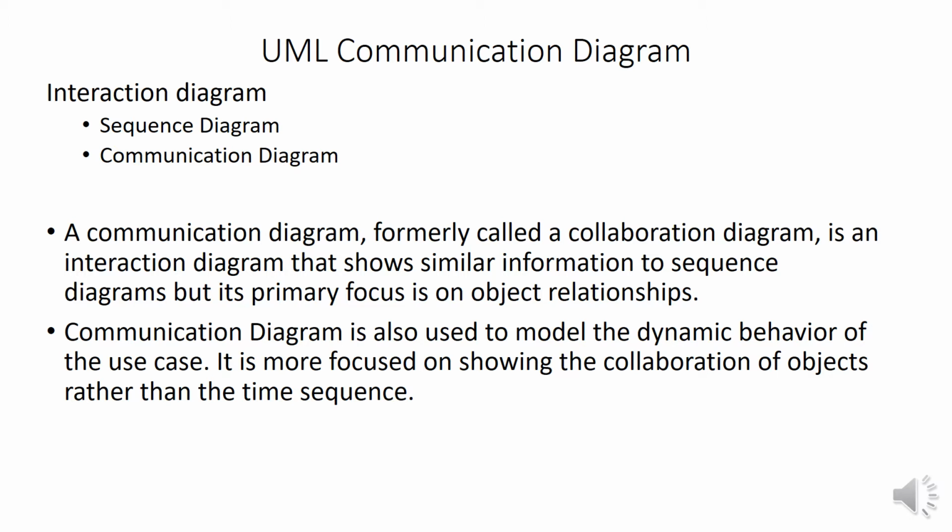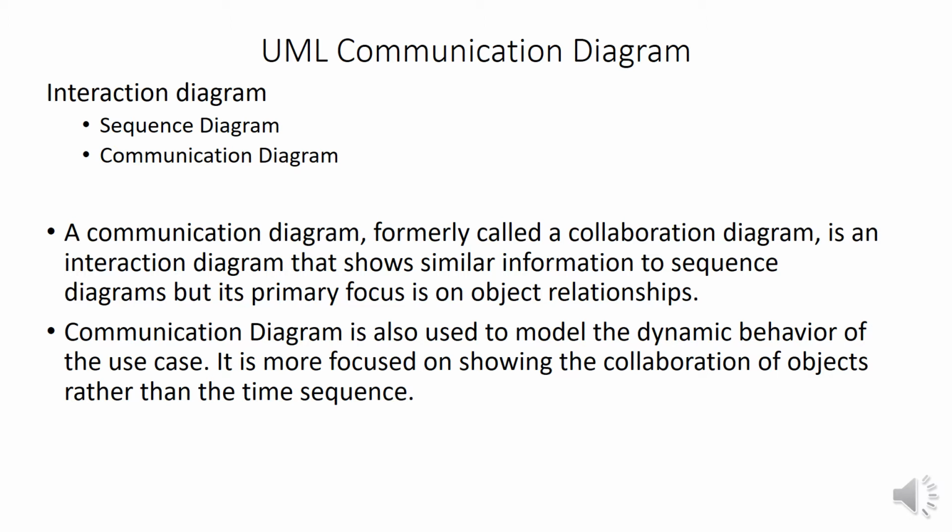So there are two types of interaction diagrams. First is the sequence diagram and second is the communication diagram. In UML1 we call the same diagram collaboration diagram, but in UML2 we call it communication diagram. So communication diagram, formerly called collaboration diagram, is an interaction diagram that shows similar information to sequence diagram, but its primary focus is on object relationship.